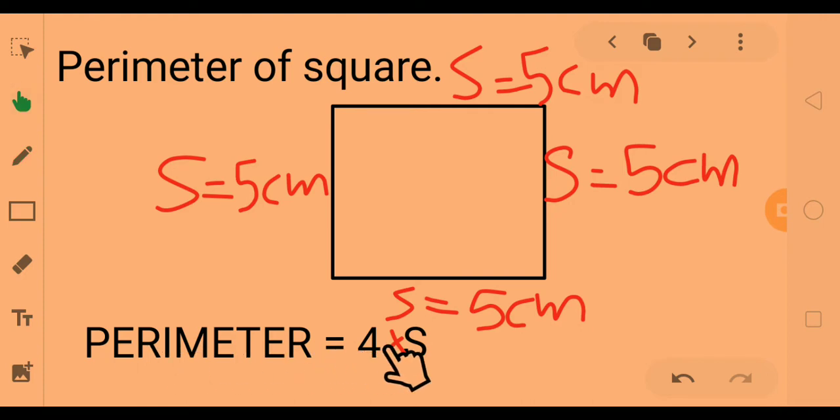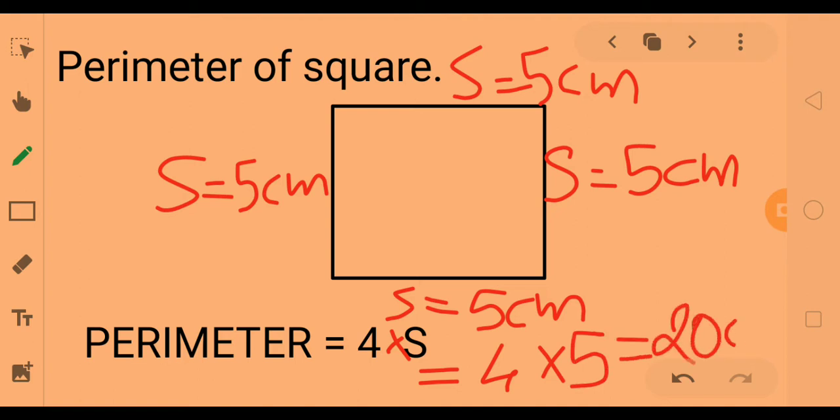The formula is 4 times side. So we can easily calculate it as 4 times. This particular square has side 5 centimeter, so we use 4 into 5. 4 into 5 is 20. So 20 centimeter is the perimeter of this given square. For any square, if the side is given, it is very easy for us to calculate.